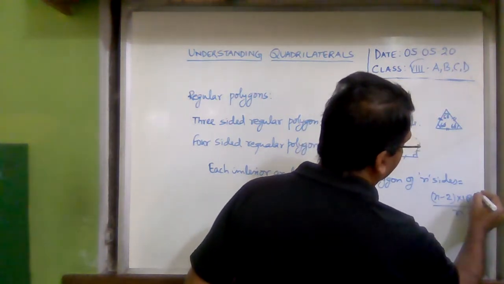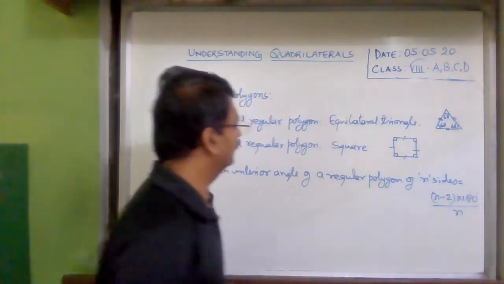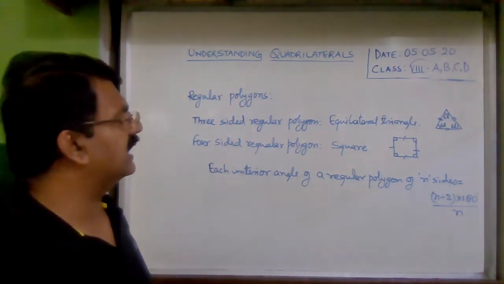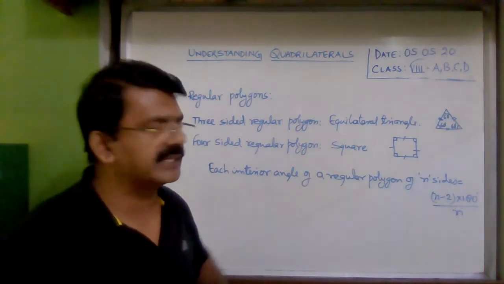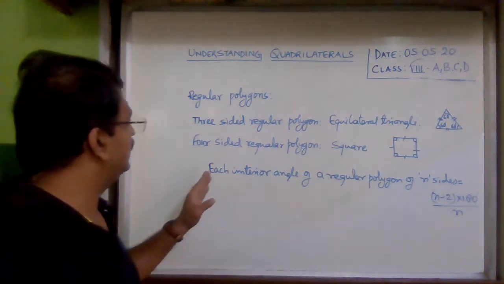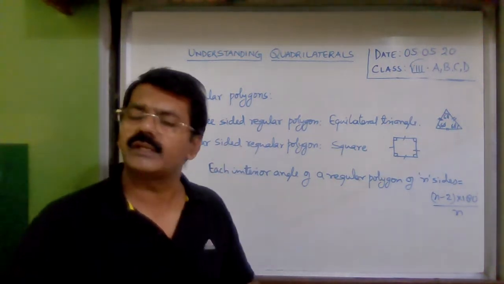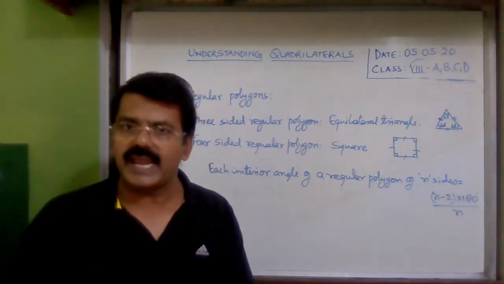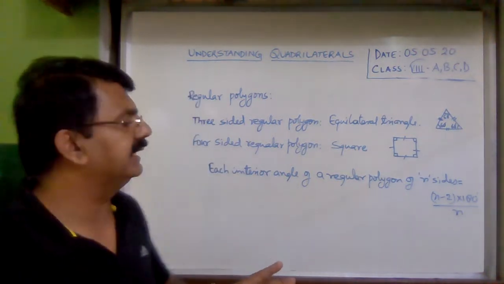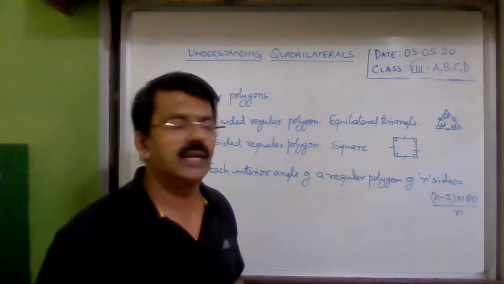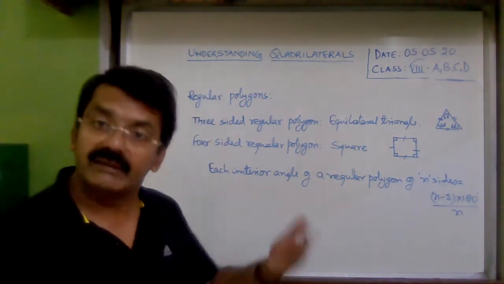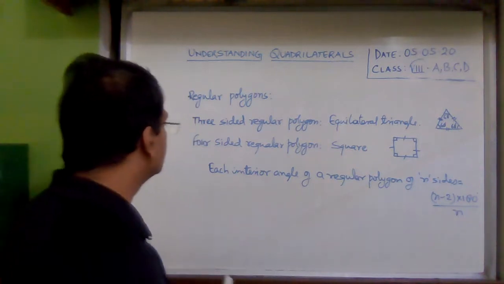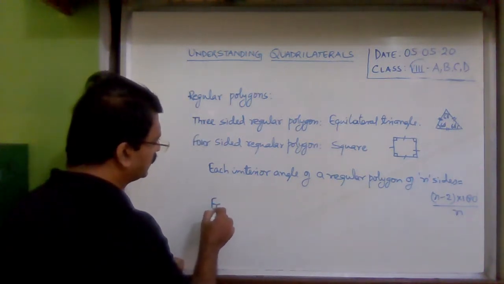I have already told you that the sum of all the interior angles of a polygon is (n minus 2) into 180. Now if it is a regular polygon, then all the angles are equal. In an n-sided polygon there will be n angles, and if all angles are equal, then each angle will be (n minus 2) into 180 divided by n. Okay.